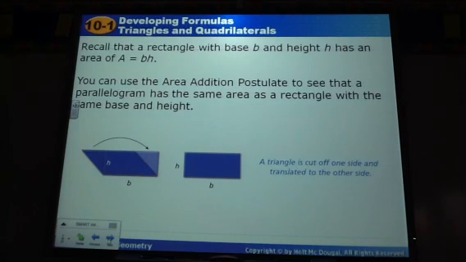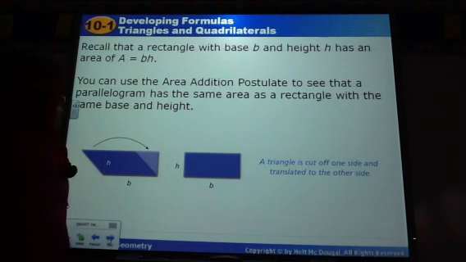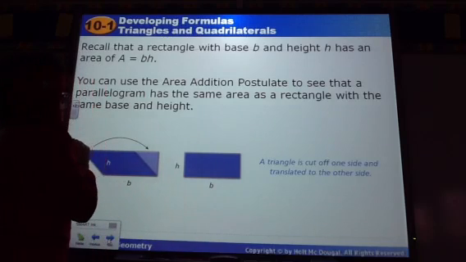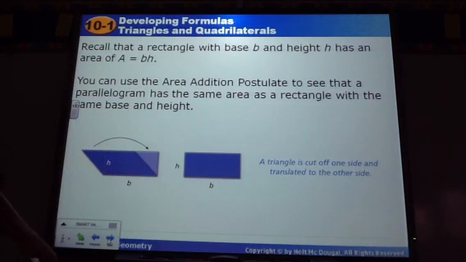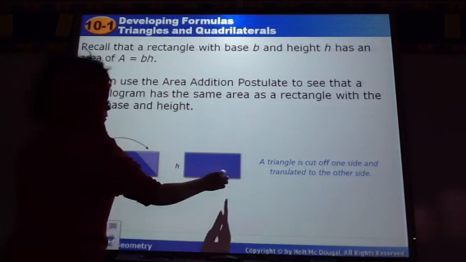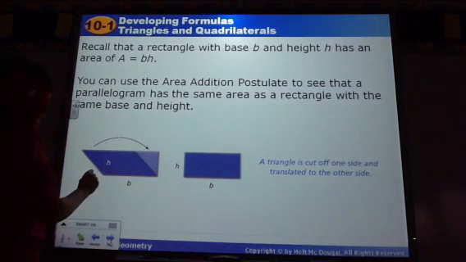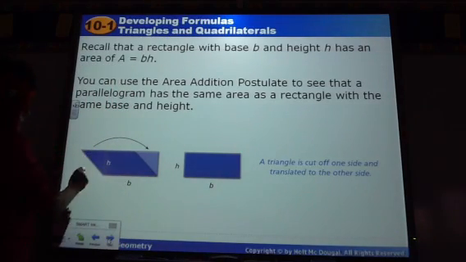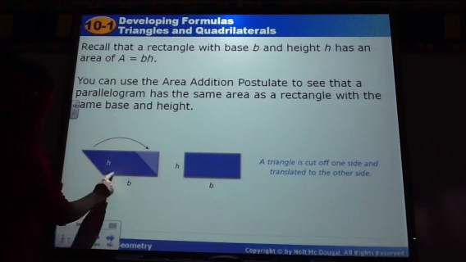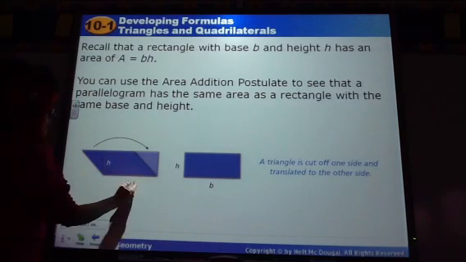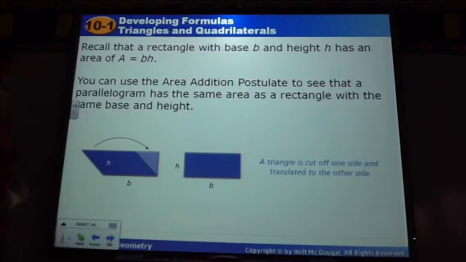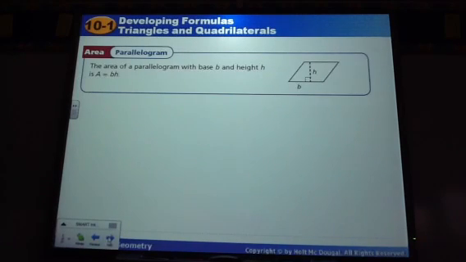Okay, if you can recall, when we have a rectangle, the area formula for a rectangle is base times height. So if we use the area addition postulate, you will see that a parallelogram with the same base and height will have the same area as a rectangle. So we cut this corner off here, and moved it right here. Okay, so then you have this parallelogram, the darker blue, with height and base the same as the height and base of this rectangle, and their area will be the same. Alright, so the area of a parallelogram is base times height.